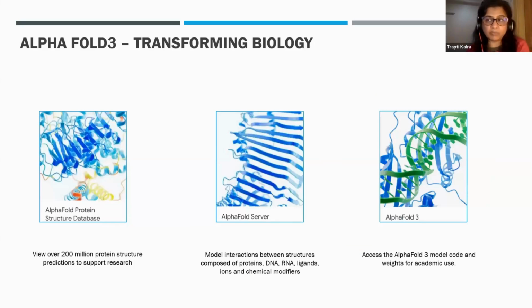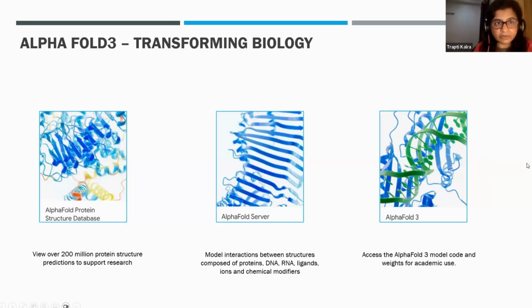The second one is AlphaFold. I think this is very popular. Most of you will know. This is actually an area where, using deep learning, the whole science of biology is transforming. When I say transforming, as in terms of research and discovery potential, what they have given us to leverage is the AlphaFold protein structure database, which has more than 200 million protein structure predictions, and they can support research.